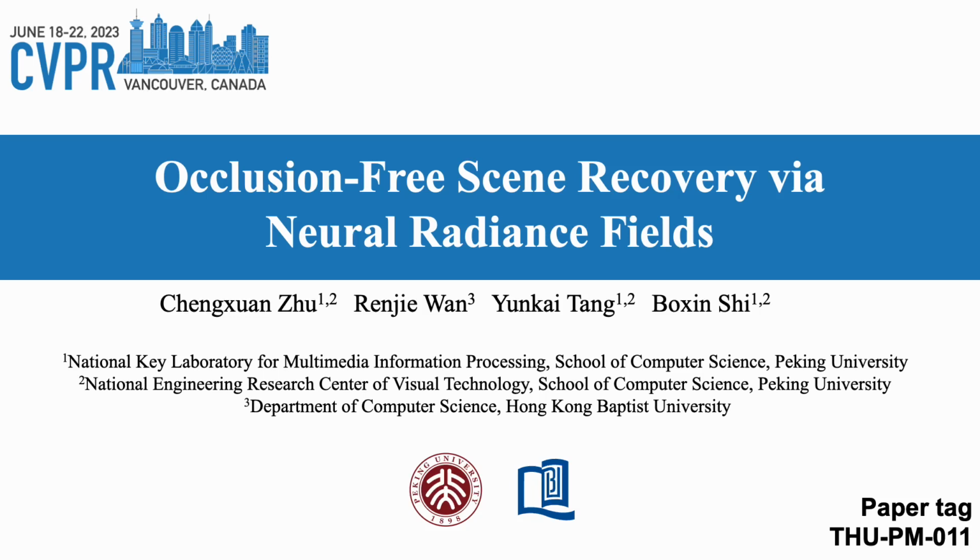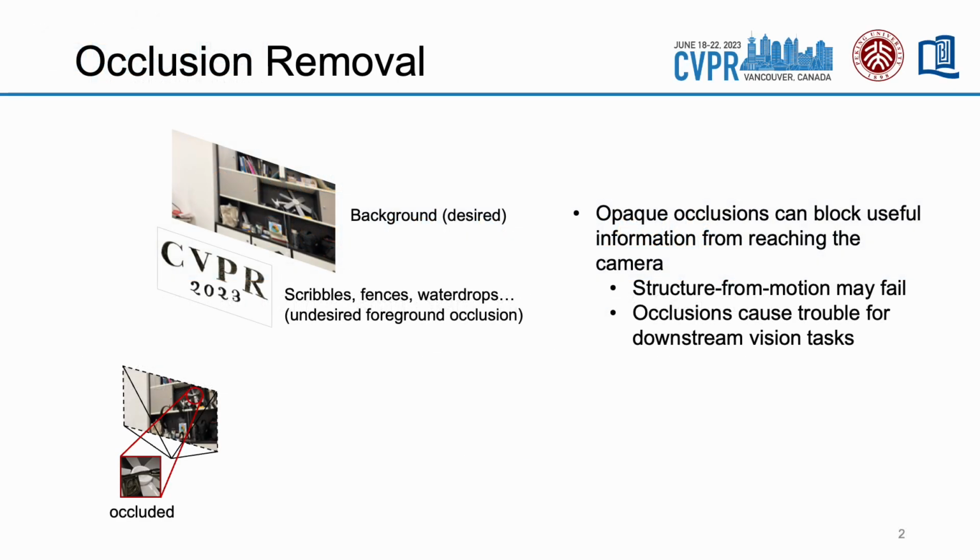We present occlusion-free scene recovery via neural radiance fields. In the real world, opaque occlusions can block useful information from reaching the camera. The occlusions range from scribbles, fences, and water drops to any undesired objects at the foreground, in front of the desired background, and removing them is the main goal of occlusion removal. The occlusions can challenge many downstream vision tasks, such as scene understanding, segmentation, object recognition, etc.